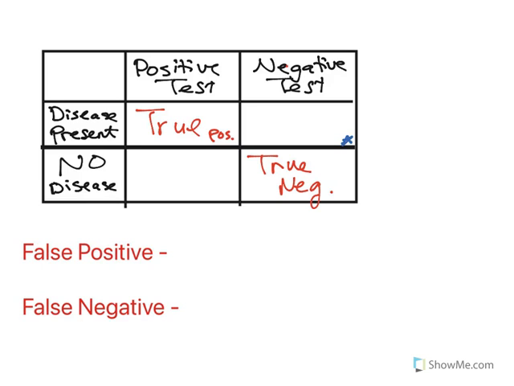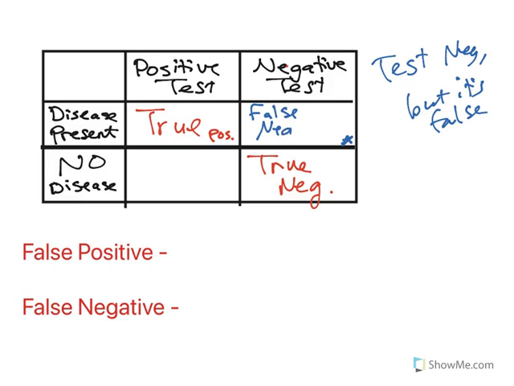Let's go to this box here. The disease is present. I have strep. I go to the doctor because my throat's killing me. They do the swab and they're like, nope, you don't have strep. I tested negative, but it's false. So if you test negative, but it's false, this is called a false negative. So I'm like, woohoo, no strep.